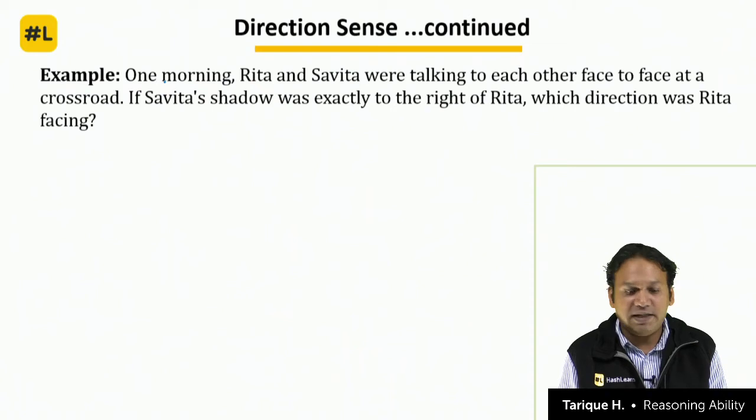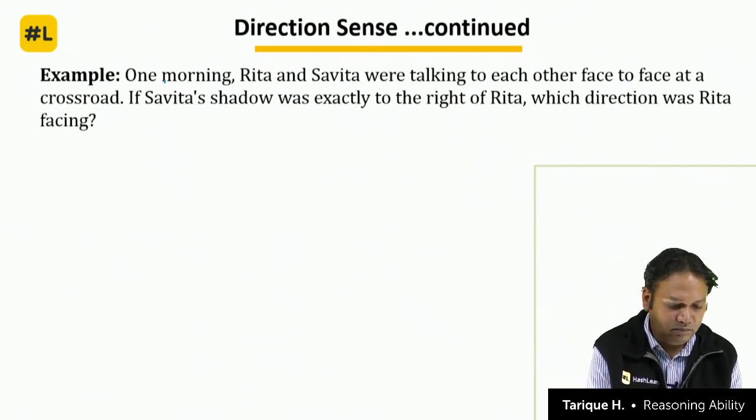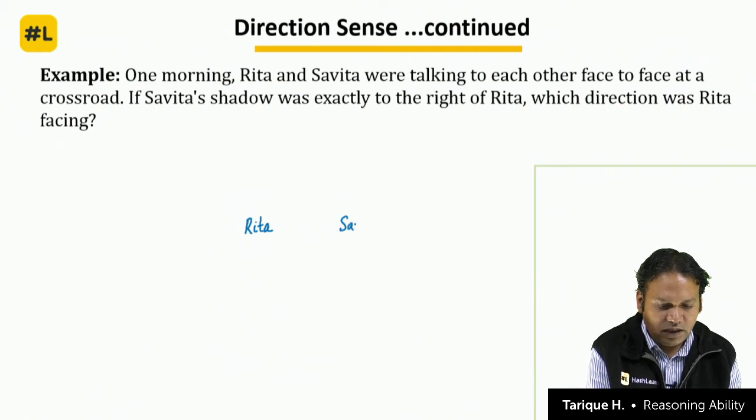One morning Rita and Savita were talking to each other face to face at a crossroad. If Savita's shadow was exactly to the right of Rita, let's just say this is Rita and this is Savita, and they were talking to each other face to face, so they were facing each other with no gap between them.